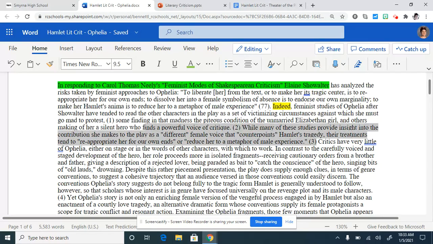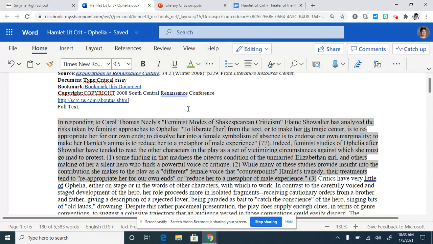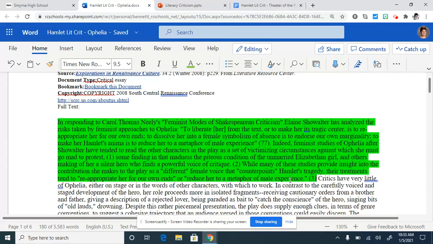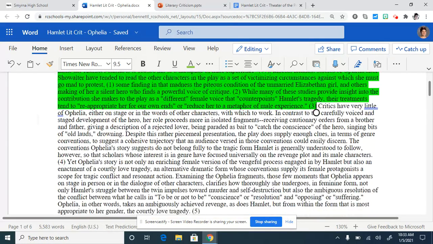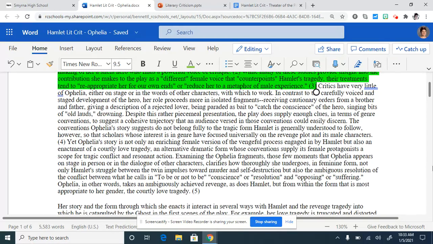So really, this is all lit review. This is talking about what has been said about Ophelia in the past. So I'm going to go ahead and highlight all of it green as lit review. Now the writer, Sarah Gates, is moving to her own argument. And this is kind of a transitionary period.